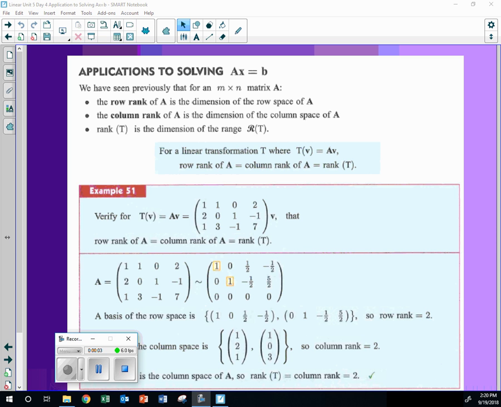Today we're going to look at just pulling this together. We've talked about row ranks.